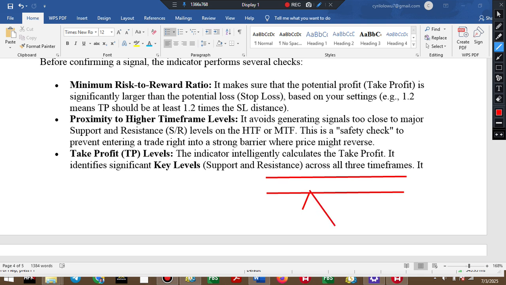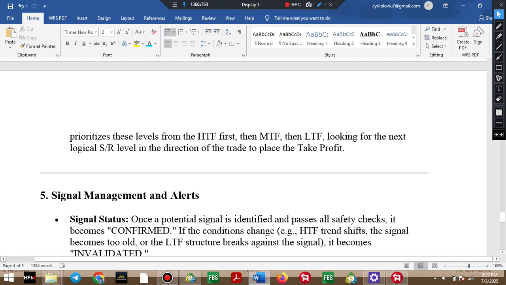So this one is going to check all those parameters strictly before approving any signal. Take profit levels. The indicator intelligently calculates the take profit. It identifies significant key levels, support and resistance, across all 3 time frames. It prioritizes those levels from the higher time frame first, then MTF, that means higher time frame, then medium time frame, then lower time frame, looking for the next logical support and resistance level in the direction of the trade to place the take profit.